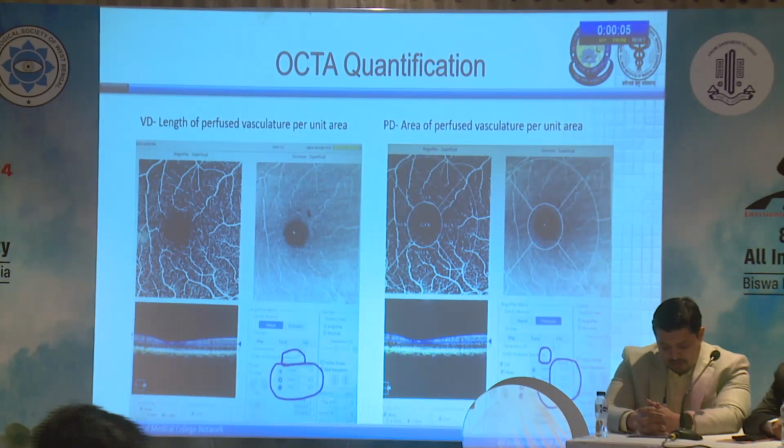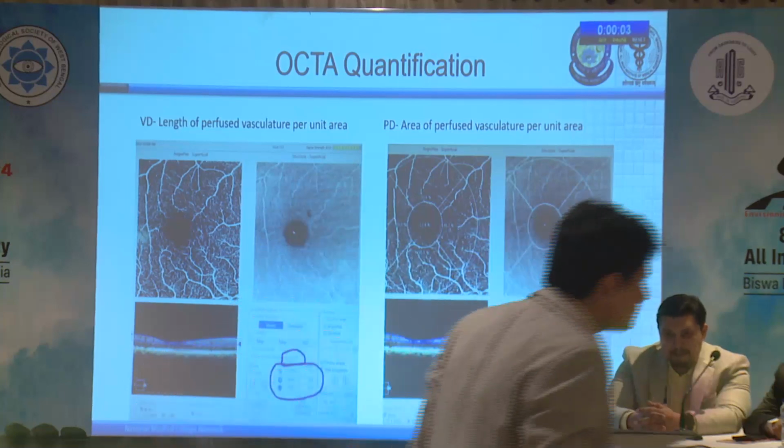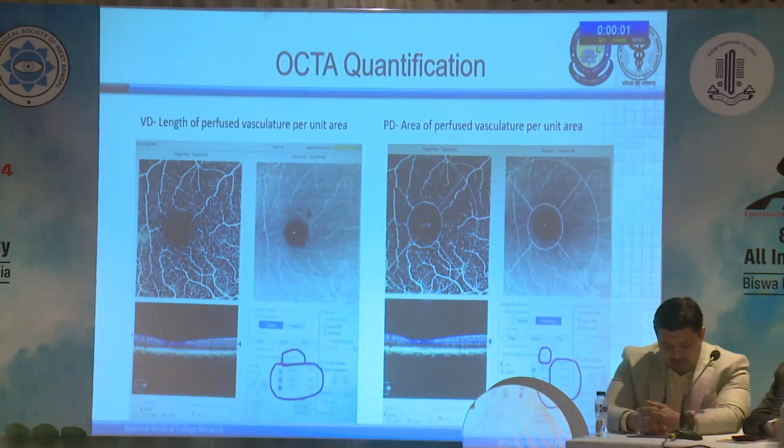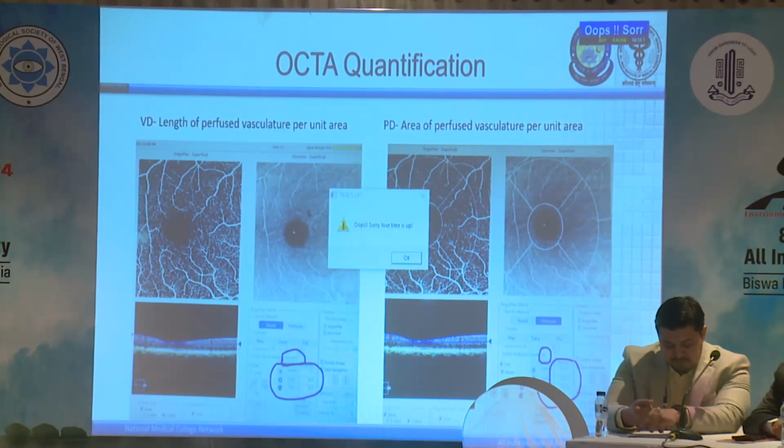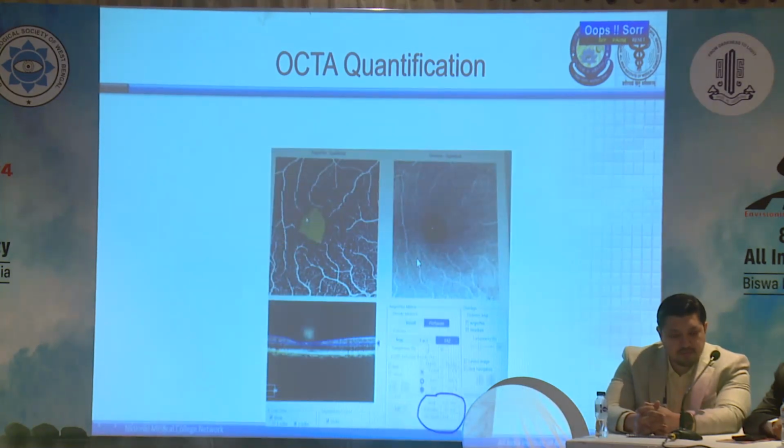And on the other hand, perfusion density is basically the area of the perfused vasculature, that is, the thickness is also included here, and then you calculate the perfusion density. For the phase, you can have automated phase metrics such as the phase area, the circularity index, and the perimeter or the circumference, and you can manually also calculate it.